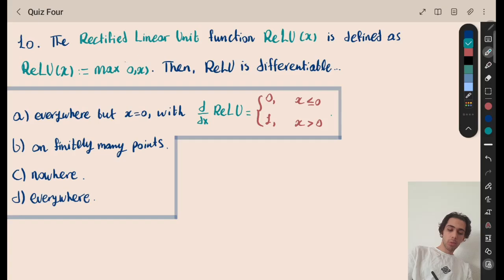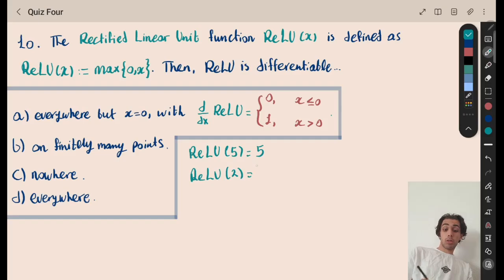Maybe for the sake of precision, I'll write this. Okay, and it takes x as input. So what happens if I put 5? That's ReLU of 5. It's 5. Okay, what's ReLU of 2? It's 2, because 2 is greater than 0 and 5 is greater than 0.